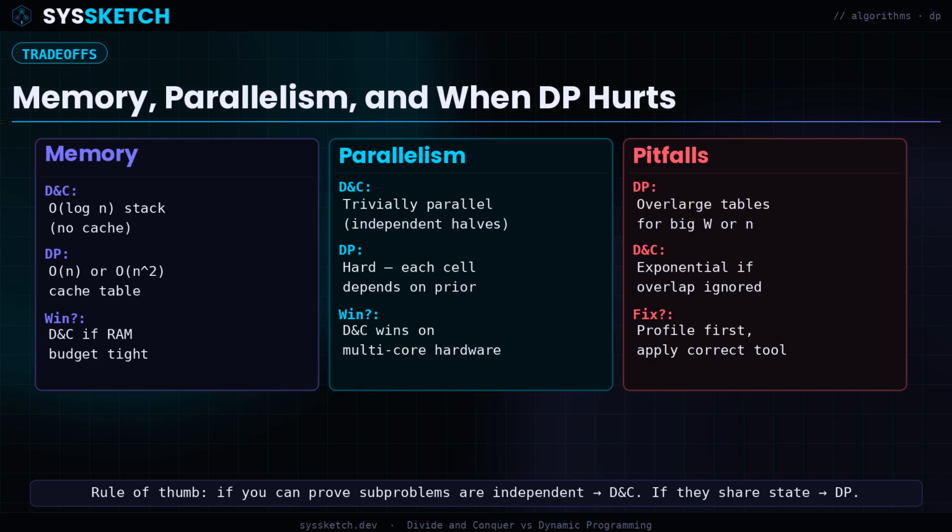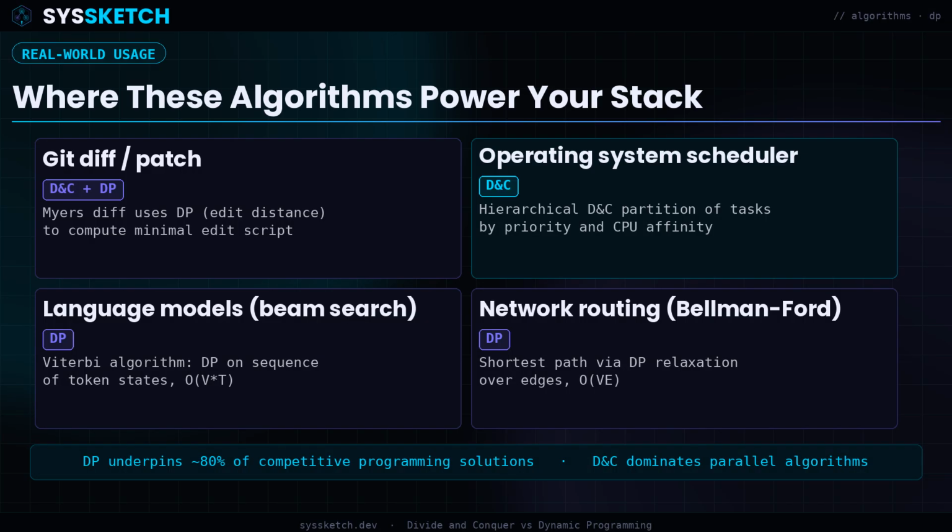These are not abstract academic exercises, they are the implementation choices behind tools you use every day. Git uses the Myers diff algorithm, which combines a divide and conquer decomposition with a DP edit distance core to compute the minimal edit script between two files. Every time you run git diff, you are watching both strategies cooperate.